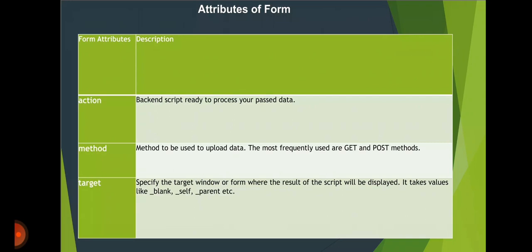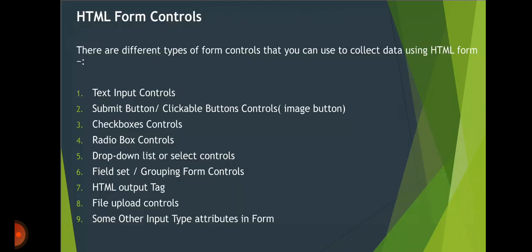Attributes of form: action, method, target. Action describes the backend script ready to process your passed data. Method is used to upload the data. The most frequently used are get and post methods. Target specifies the target window or frame where the result of the script will be displayed. It takes values like blank, self, parent, etc.